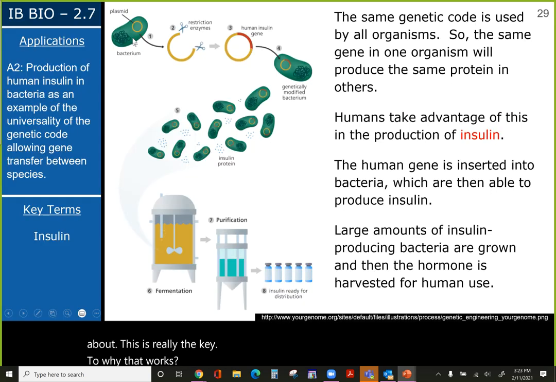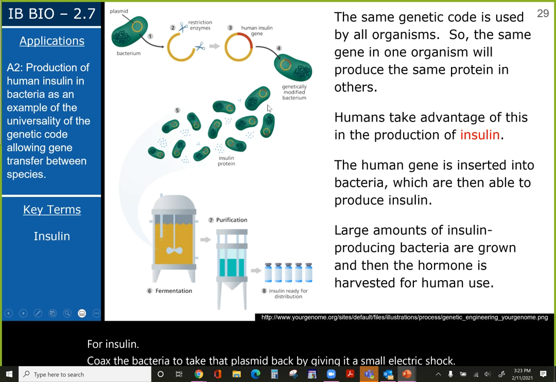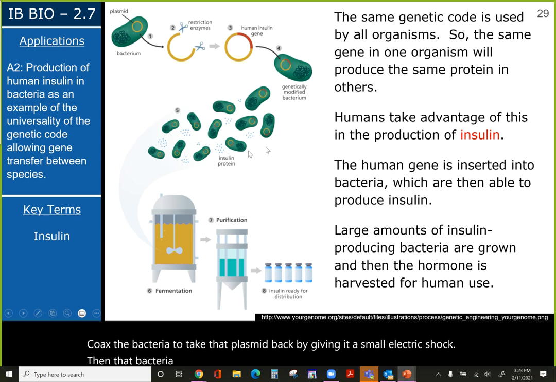So here we have a bacteria, and here is a plasmid. A plasmid is basically a circle of DNA. We use restriction enzymes to snip a piece out of that plasmid. We insert the human gene for insulin and coax the bacteria to take that plasmid back by giving it a small electric shock. Then that bacteria divides a whole bunch of times, so now you have an entire colony of bacteria that's capable of producing insulin very quickly.